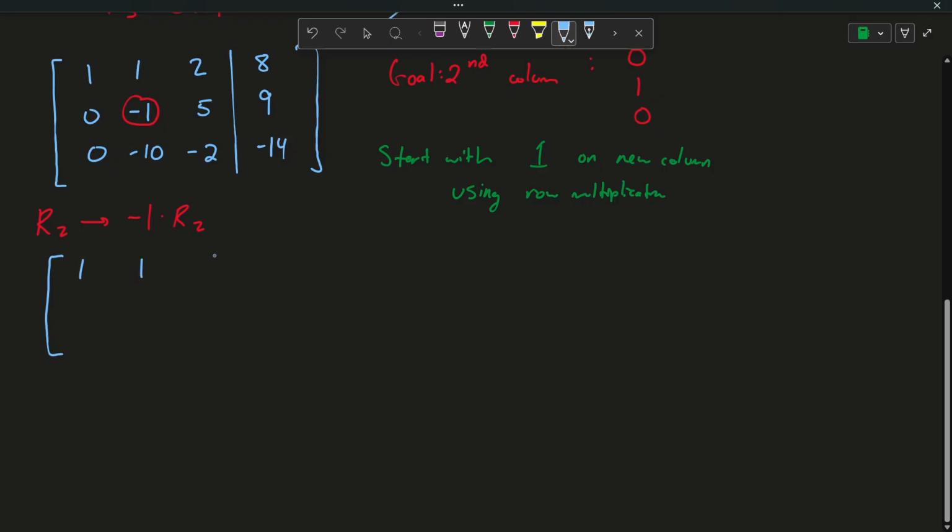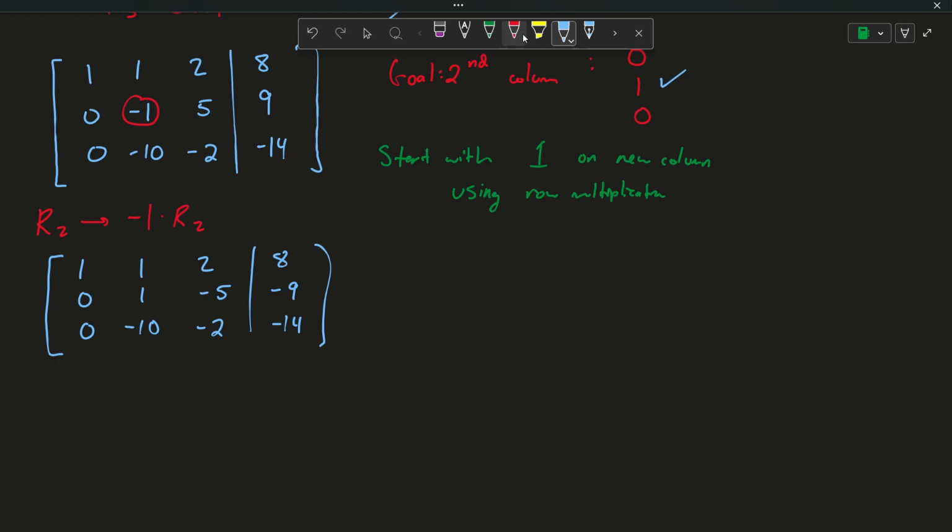So doing nothing to row 1 and row 3 here. But each of these, we're going to flip the sign. 0 stays 0. We get 1, minus 5, and minus 9. Okay. Hooray, we can feel accomplished. Check this off our list. So now our next step is to make the entries above and below it a 0.